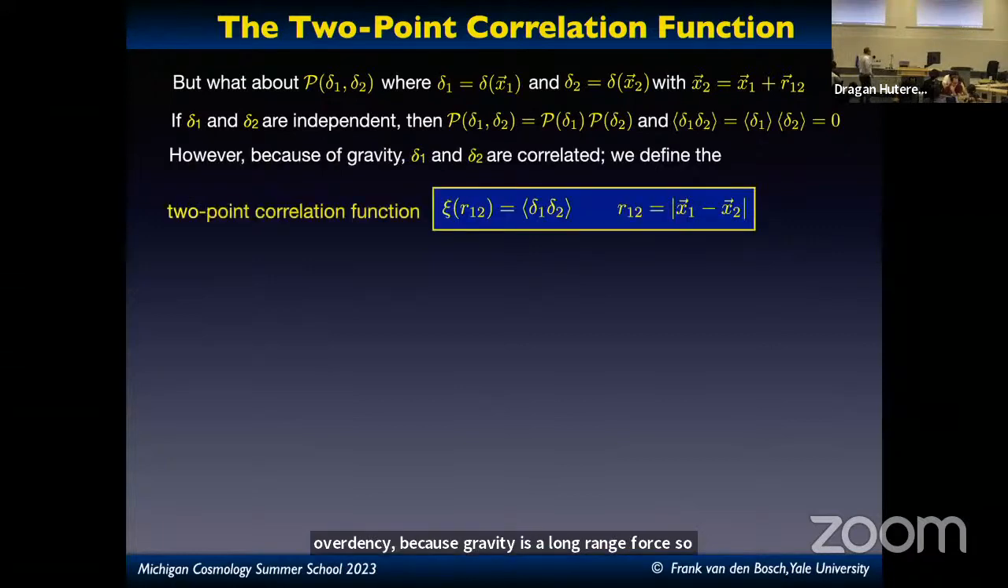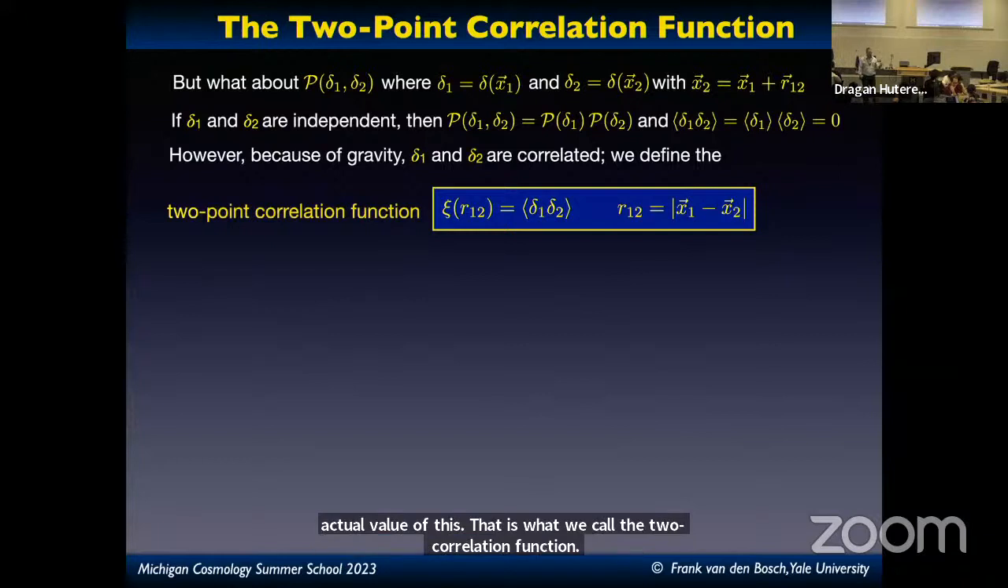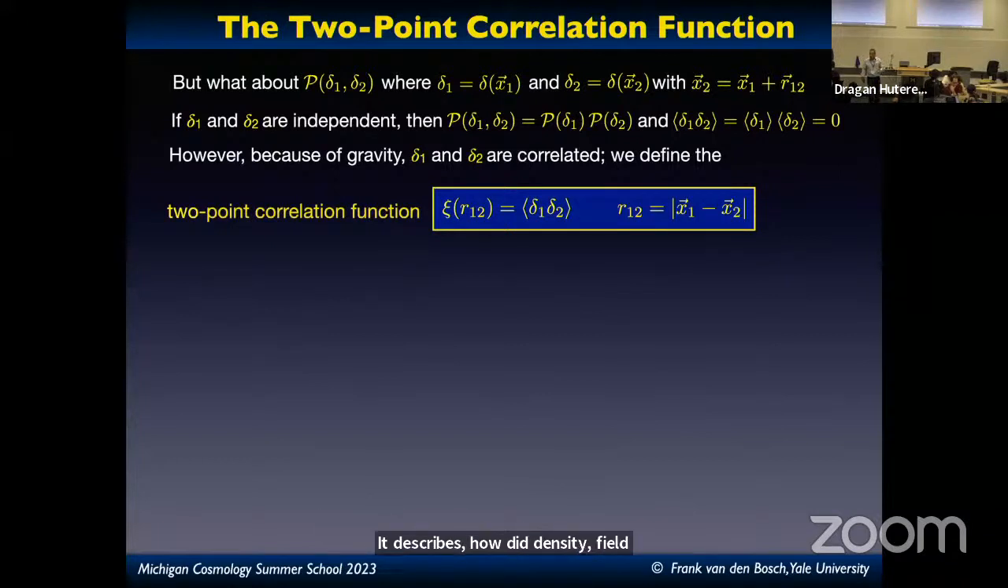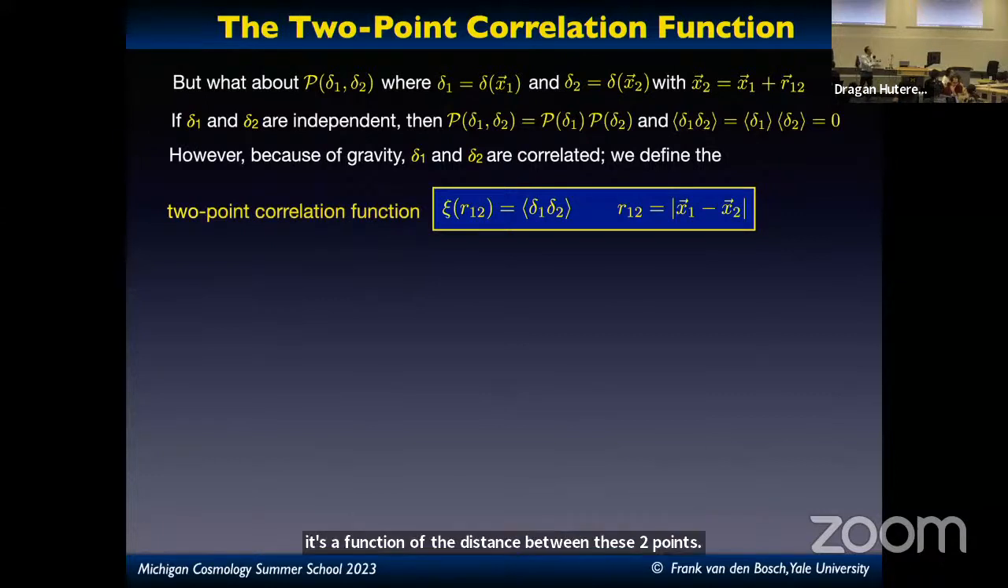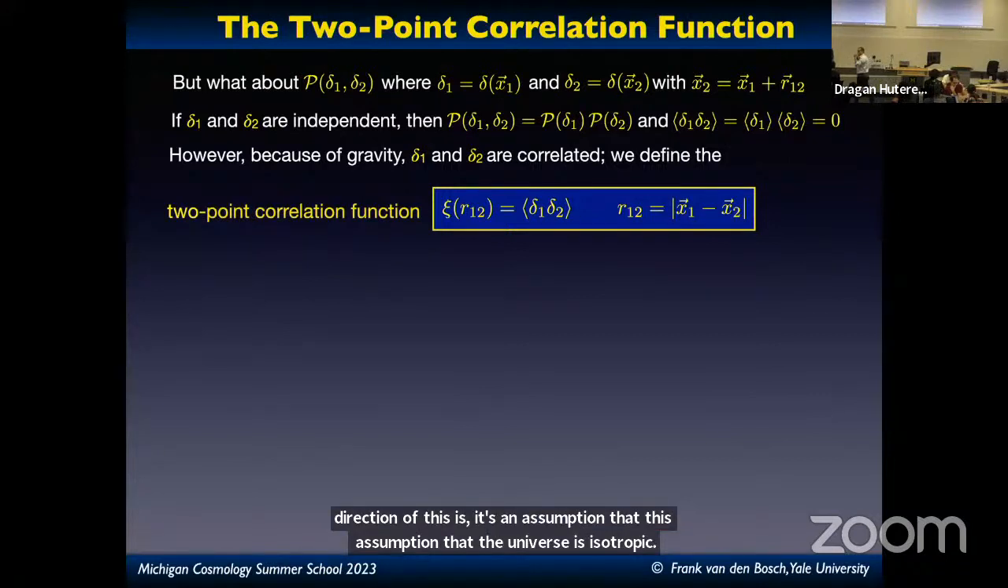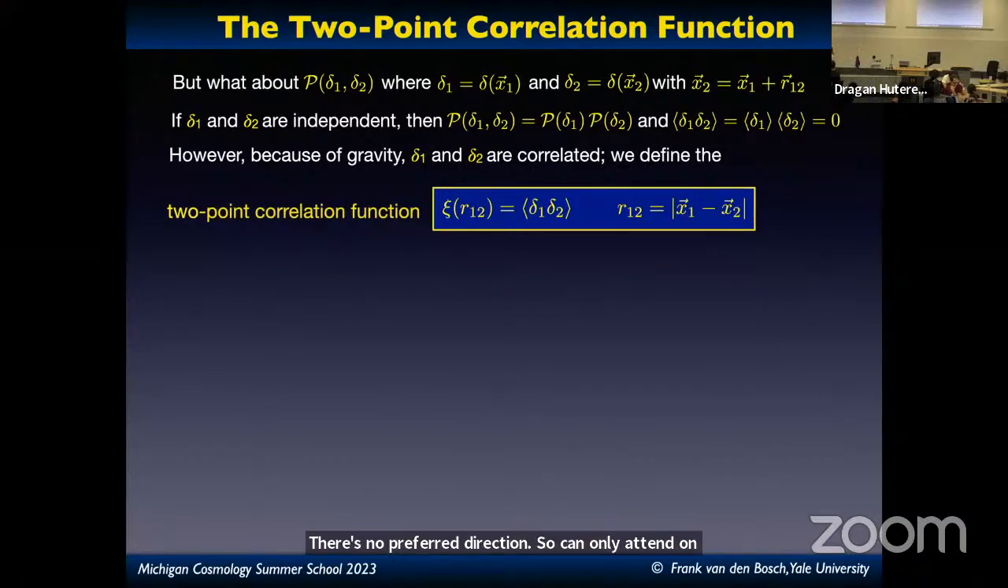And that correlation in them, the actual value of this, that is what we call the two-point correlation function. It describes how the density field at location x is correlated with that at location x2. Okay. And it's a function of the distance between these 2 points. Note that it only depends on the distance and not on the direction of the distance. That's an assumption, that the universe is isotropic. There's no preferred direction. So it can only depend on the amplitude of the distance, not the direction. So that's a two-point correlation function for a continuous density field delta of x.